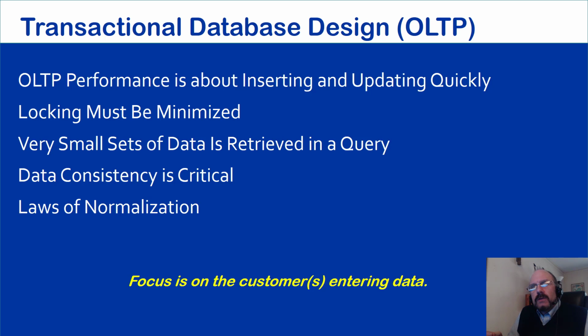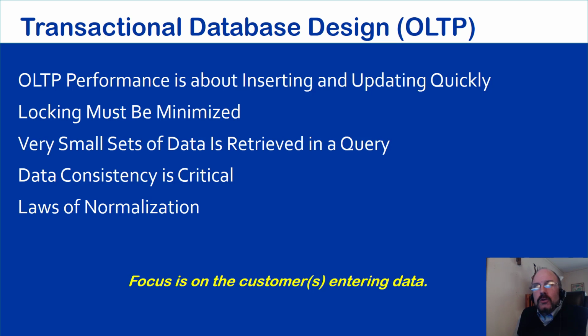Also, you're only retrieving in a transactional system small sets of data typically. It's a customer coming in and updating their banking information, or maybe transferring a charge, or cashing a check, whatever it is. So it's very quick, small, and so it's a different kind of focus. And in an OLTP design, if you've heard of the laws of normalization, this is where you apply those laws. In a warehouse, you need to forget those laws.